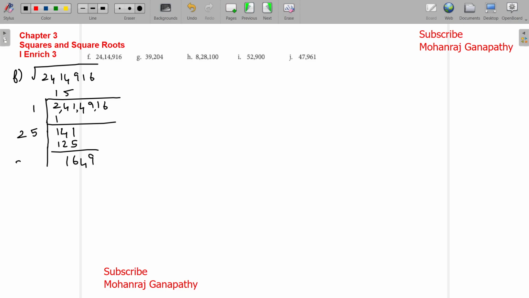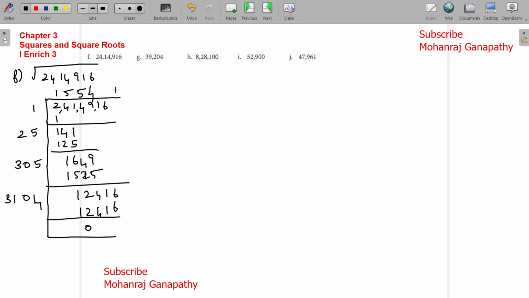Multiply 15 into 2. 30. 6 times 18. So you can go with 5 times. 5. 1 5 1 2 5. Remainder 1 2 4 1 6. Multiply 155 by 2. 4 times 4. 4 4s are 16. 4 ones are 4. 4 3s are 12. So remaining is 0. Our answer is 1554.